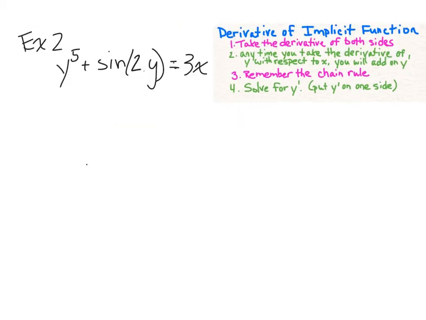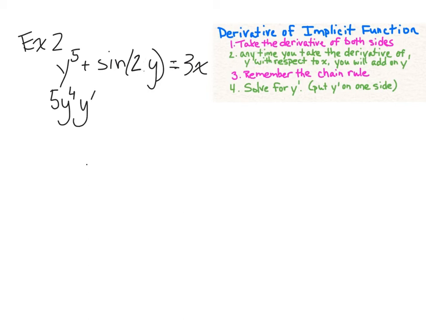2 is y to the 5th plus sine of 2y equals 3x. We're going to start by taking the derivative of both sides, and remembering that every time we take the derivative of y, we need a y prime. So the derivative of y to the 5th is 5y to the 4th times the derivative of the inside, which is y, so that's going to need a y prime.